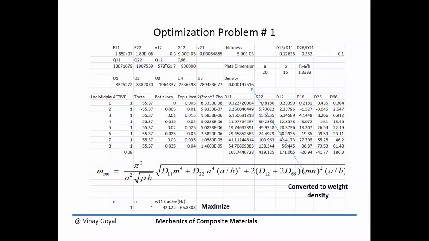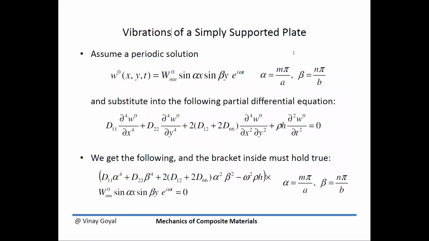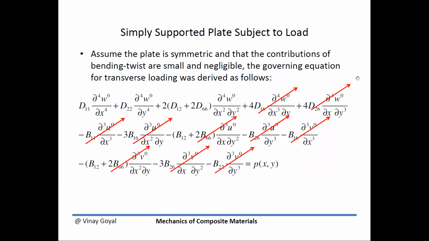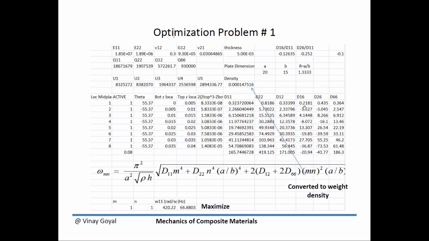We've set up the problem to provide the material properties on the top here. We're also tracking these parameters here, D16, D11, D26, and D11. Notice how we're tracking that, because we already made an assumption that we want these terms, D16 and D26, to be small. If they're not small, we have to be careful because we made some assumptions with that.